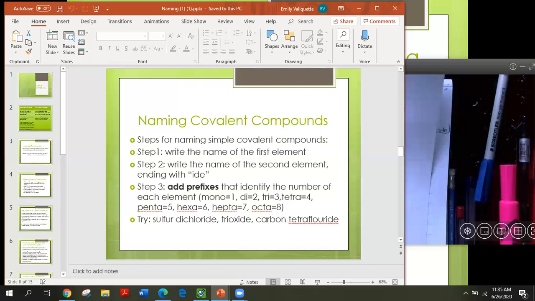So the prefixes, you do have to have them memorized up to 10. So mono is the prefix for 1, di is 2, tri is 3, tetra is 4, penta is 5, hexa is 6, hepta is 7, octa is 8, nona is 9, and deca is 10. The other thing is we don't use the prefix mono for the first element. We would only ever use that for the second element. So let's go over how to deal with some of these examples here at the bottom.